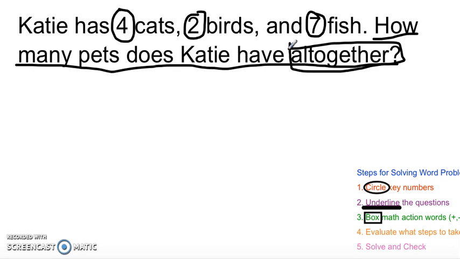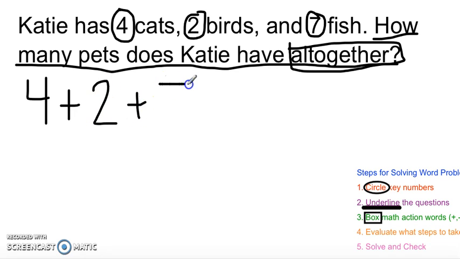So now I need to evaluate what steps I'm going to take to solve the problem. So today I'm going to create an equation with an unknown, and then I'm going to do drawings to support that equation. So now that I know that I'm adding, and I have my 3 numbers, I'm going to create my equation. 4 plus 2 plus 7 equals an unknown number. And that's what I'm going to be solving for today.